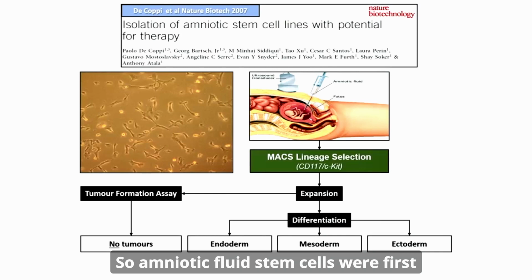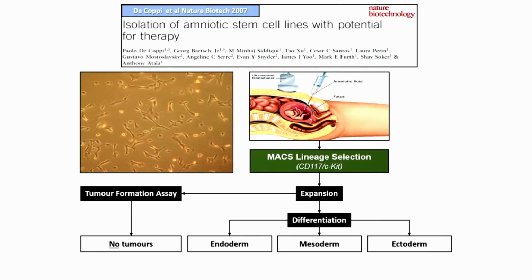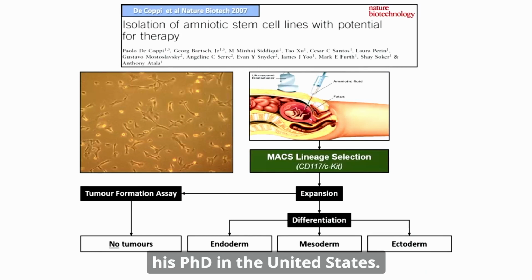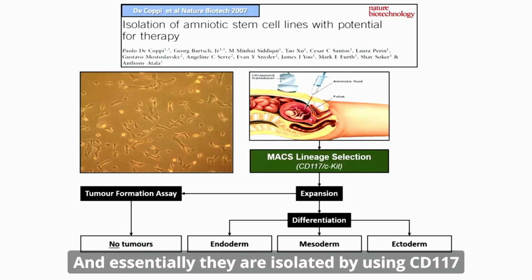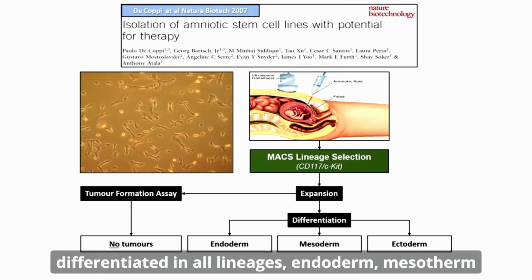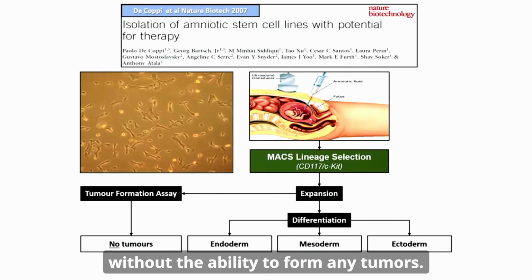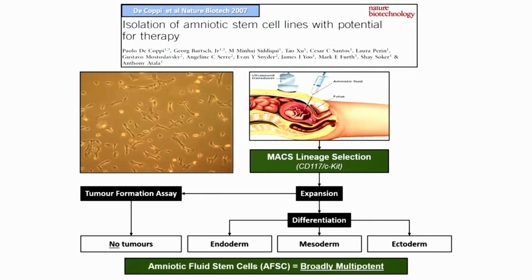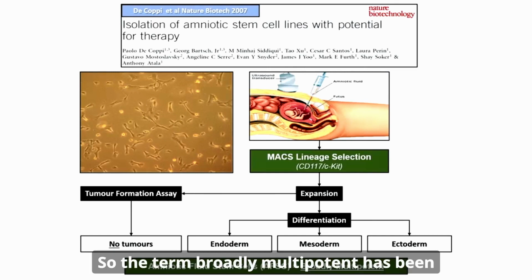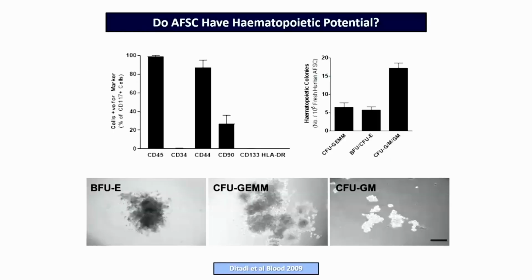So amniotic fluid stem cells were first introduced by Paolo De Coppi, who is a mentor and a colleague, a pediatric surgery colleague. He described them during his PhD in the United States. Essentially, they are isolated by using CD117 selection, expansion, and then they can be differentiated in all lineages, endoderm, mesoderm, and ectoderm, without the ability to form any tumors. So the term broadly multipotent has been used for them due to this fact.